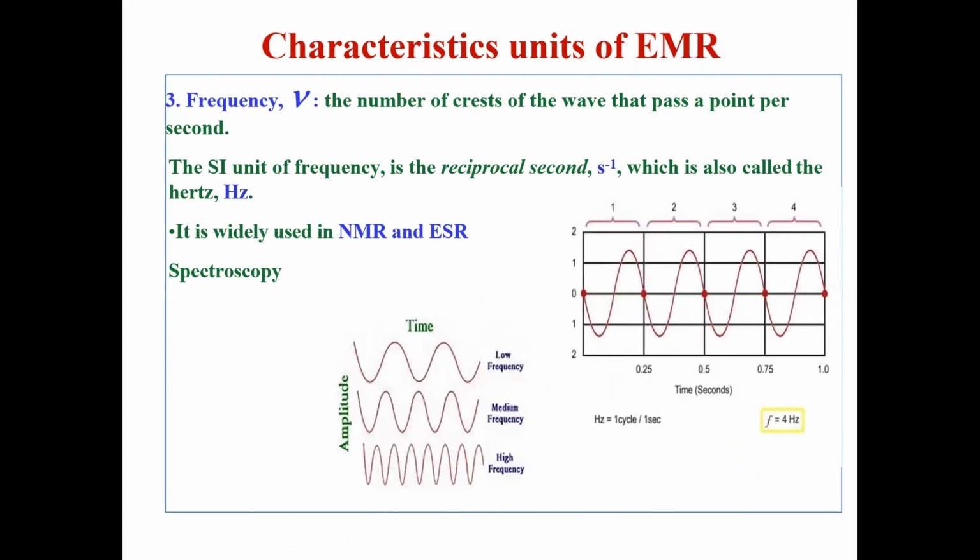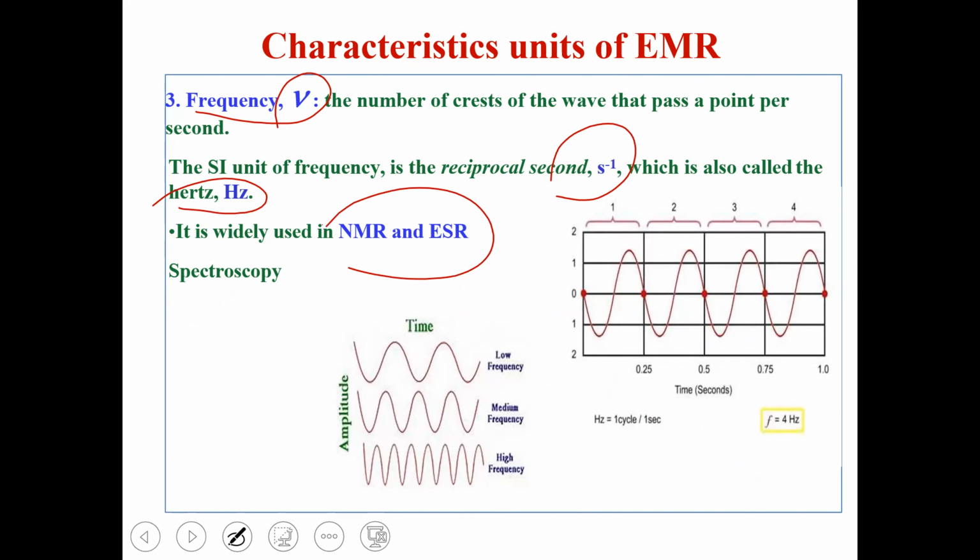And the third electromagnetic radiation unit is frequency, which is symbolized as nu. This is the number of waves that pass through a particular point in a second. So the unit is second inverse, and it can also be expressed in terms of hertz. This particular unit is employed in nuclear magnetic resonance as well as electron spin resonance spectroscopy.